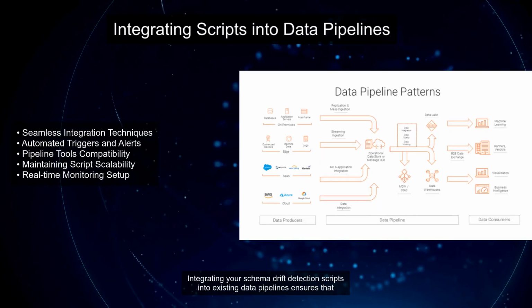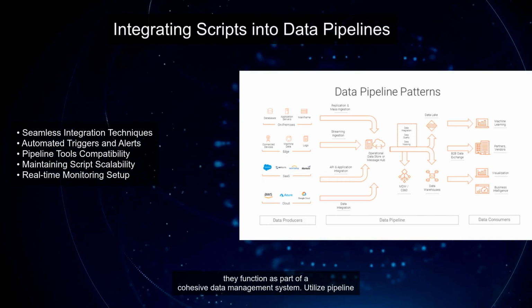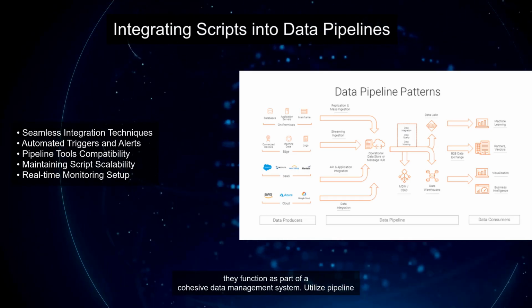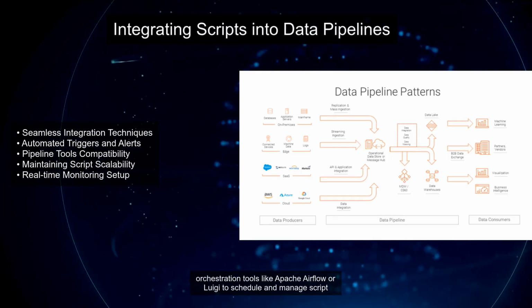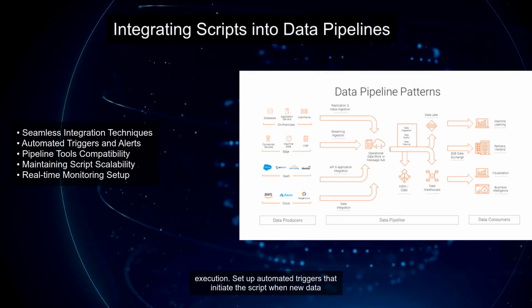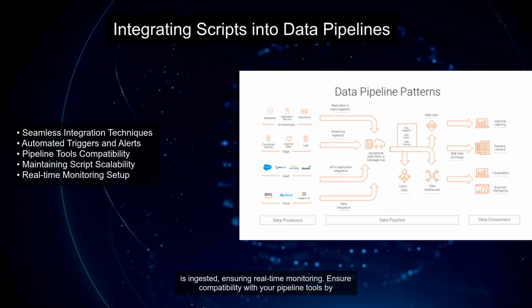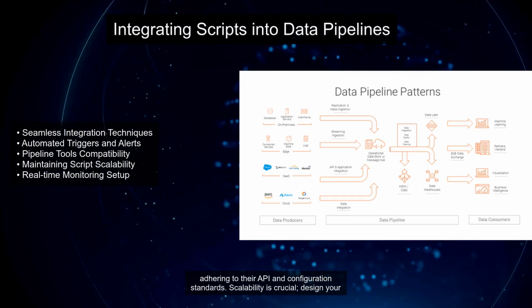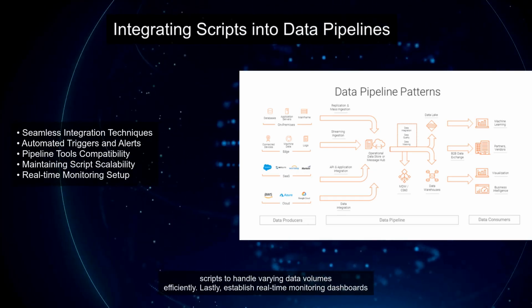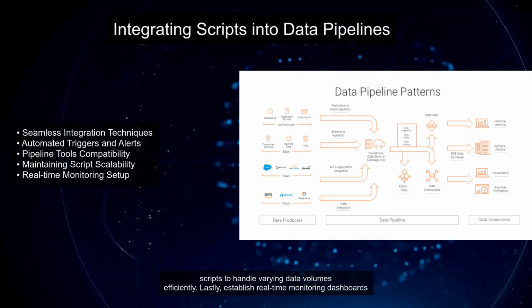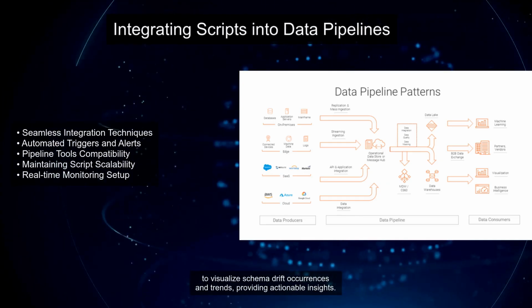Integrating your schema drift detection scripts into existing data pipelines ensures that they function as part of a cohesive data management system. Utilize pipeline orchestration tools like Apache Airflow or Luigi to schedule and manage script execution. Set up automated triggers that initiate the script when new data is ingested, ensuring real-time monitoring. Ensure compatibility with your pipeline tools by adhering to their API and configuration standards. Scalability is crucial. Design your scripts to handle varying data volumes efficiently. Lastly, establish real-time monitoring dashboards to visualize schema drift occurrences and trends, providing actionable insights.